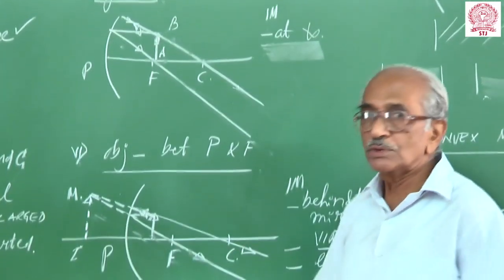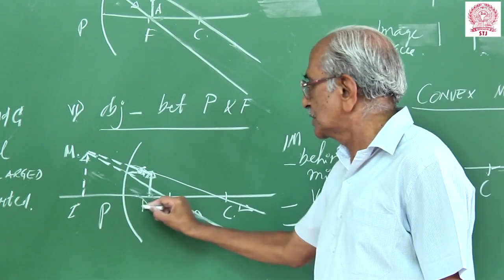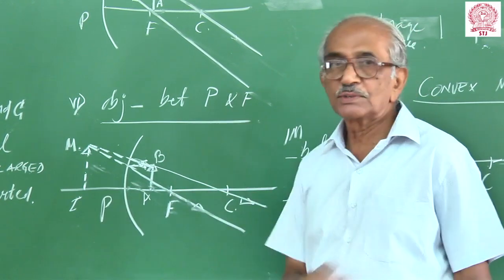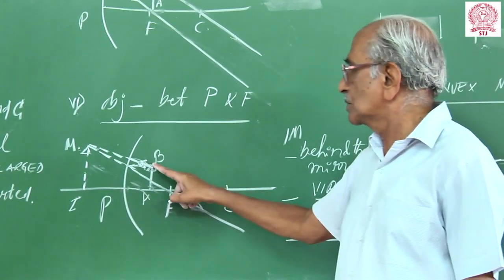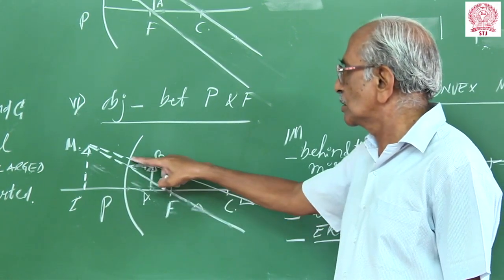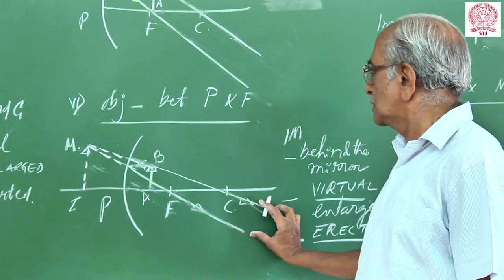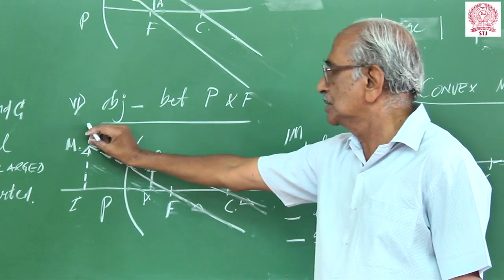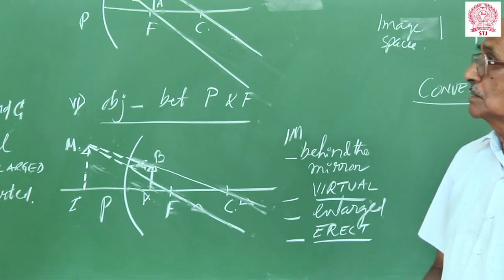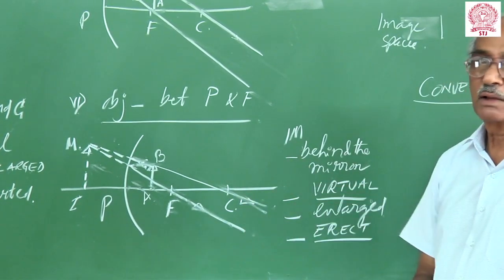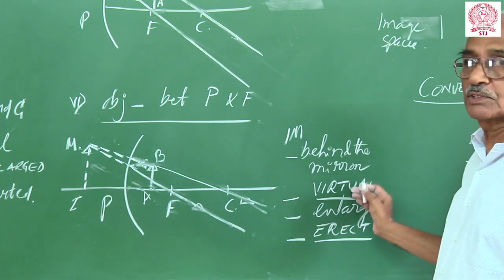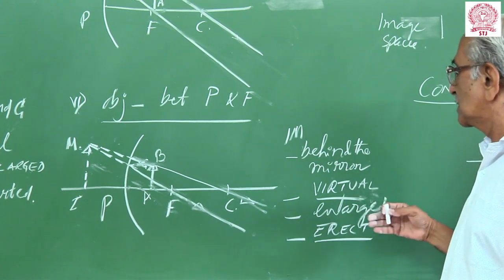And this is a special situation where the object is placed between the pole, that is the mirror, and the focus. As before, we have taken two rays from P. One is parallel to the axis, passes through F. Another incident normally comes back. They do not meet in front of the mirror. When produced backwards, they meet here. And draw the perpendicular, that is the image. Notice that the image is behind the mirror, as in the case of a plane mirror. It is virtual for the first time. It is enlarged. It is erect for the first time.